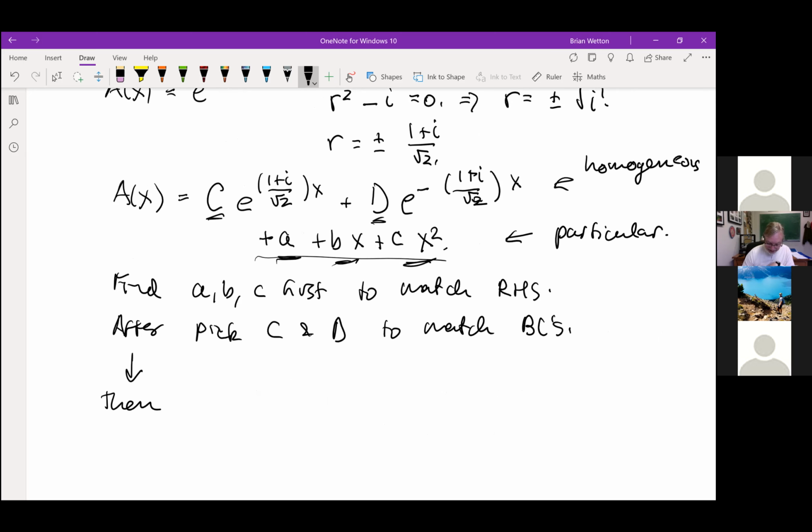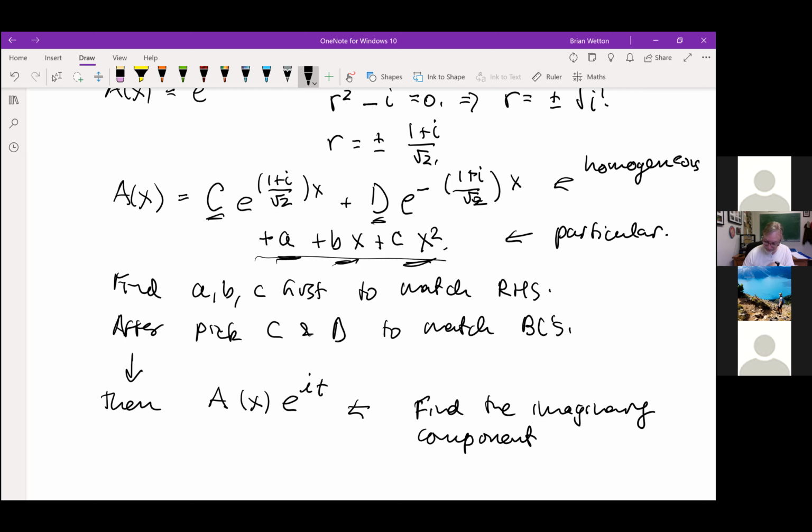And then, right, you'd have to go back to the A of x e to the i t, right? And you'd have to find the imaginary component, right? Okay, and that would give you the solution. And like I said, this is all in the notes.